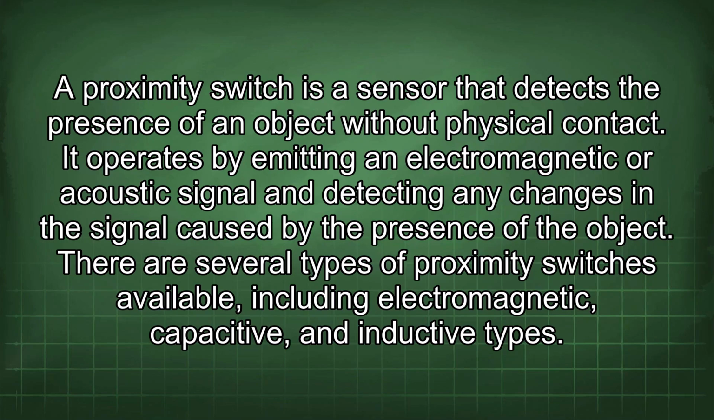A proximity switch is a sensor that detects the presence of an object without physical contact. It operates by emitting an electromagnetic or acoustic signal and detecting any changes in the signal caused by the presence of the object. There are several types of proximity switches available, including electromagnetic, capacitive, and inductive types.